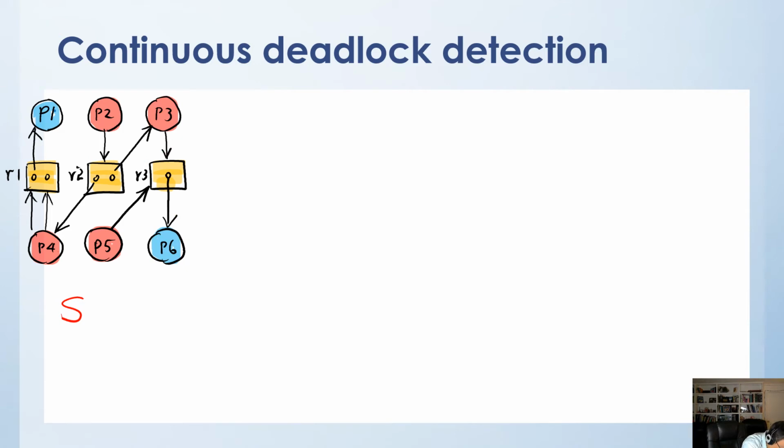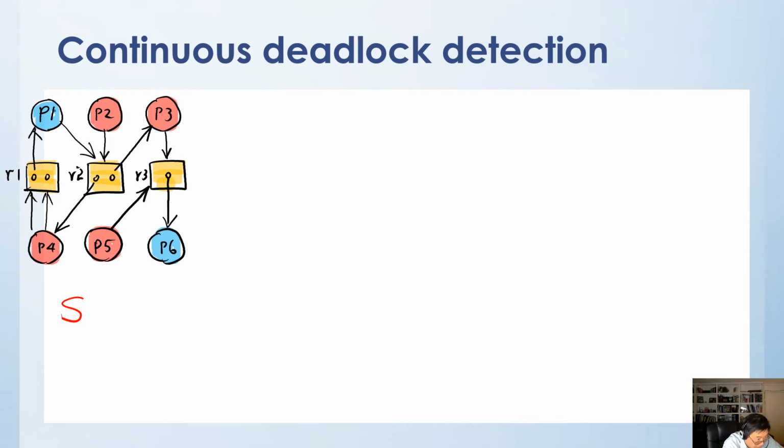Now what happens? Suppose the next operation is P1 trying to make a request for resource R2. P1 is making a request for more resources. P1 is currently unblocked, but after P1 makes such a request for R2, R2 is not available. There are 2 units of R2, but both units are currently held by other processes. So when P1 makes such a request, P1 is blocked.